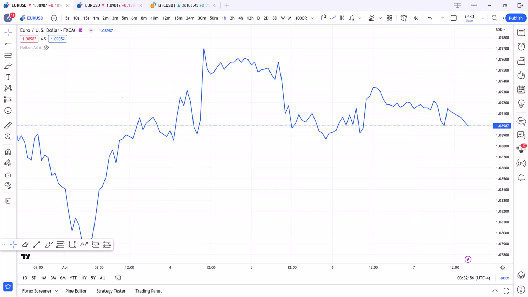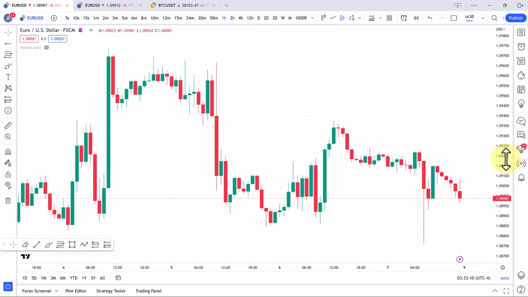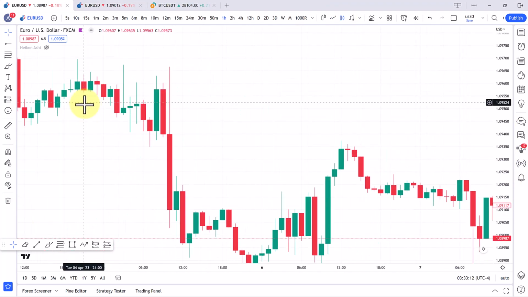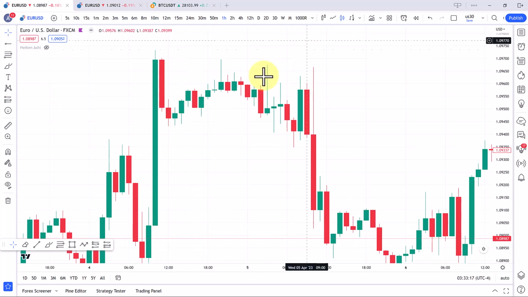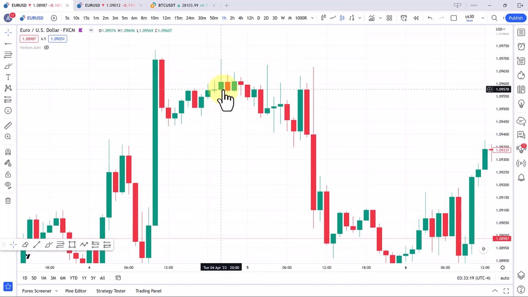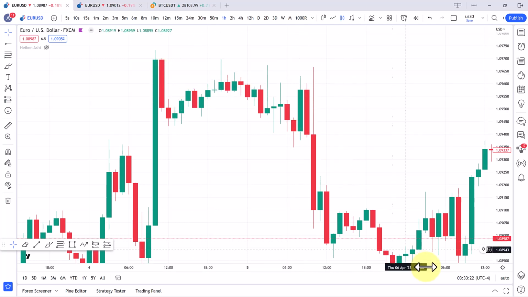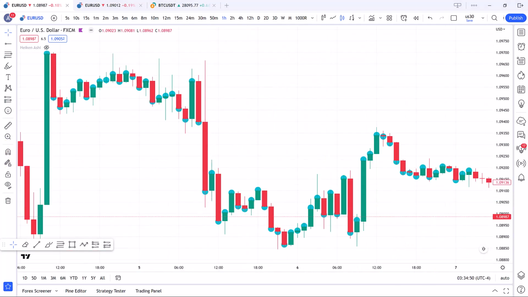Line charts are the simplest kind of charts. What they do is just connect the closing price of every particular time to each other. For example, if I'm using 1 hour candlestick charts, let me show you. You can see that we have some closes here, here, and I'm going to put a dot on every close of these candles.